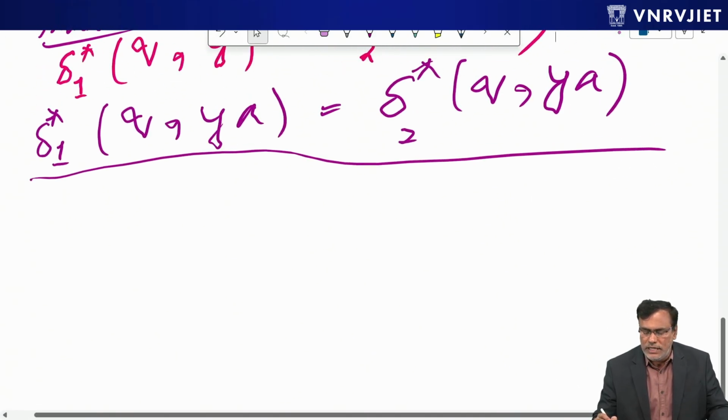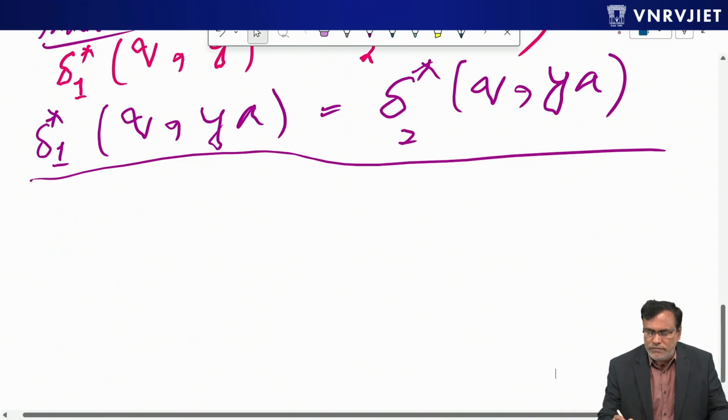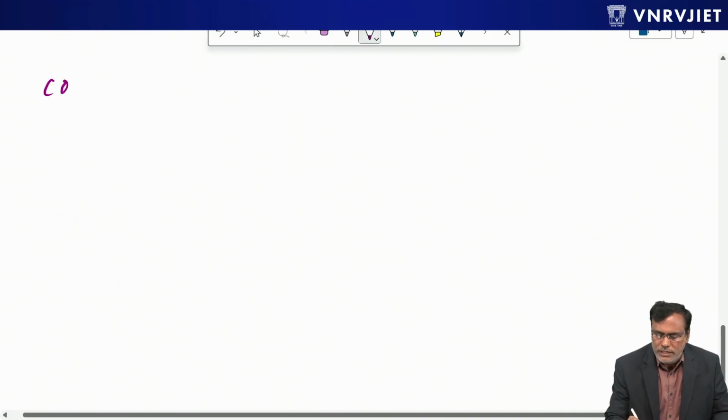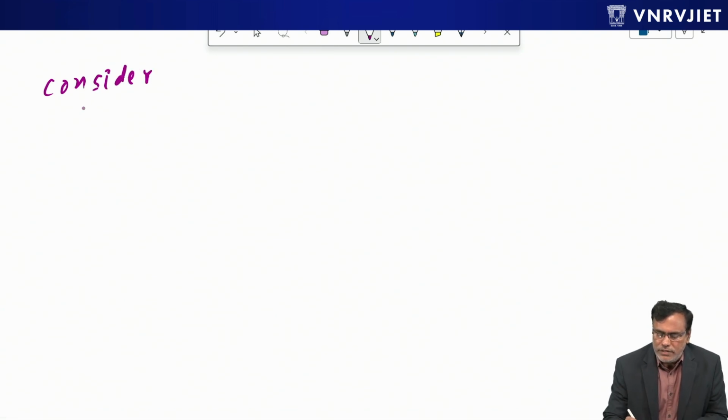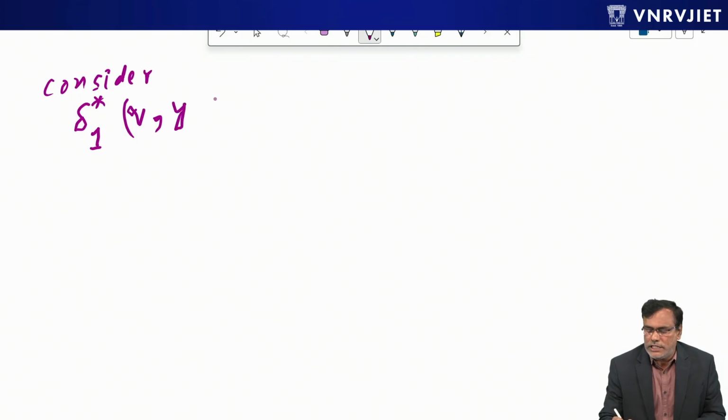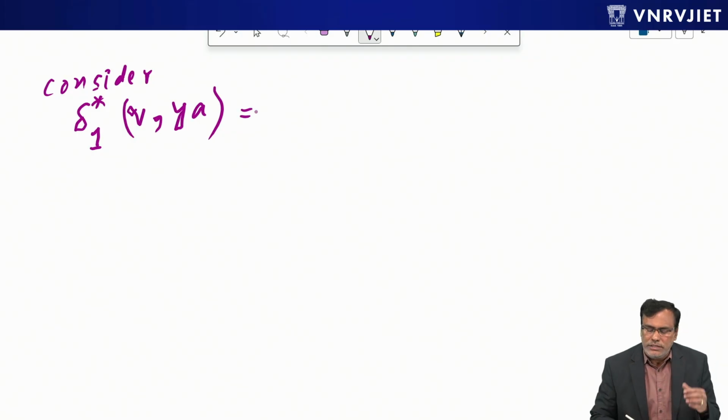Consider the left hand side part, that is delta 1 star of QYA. X belongs to sigma star and also Y belongs to sigma star. You can use X or Y; here I am using Y, it is up to you. So delta 1 star of QYA, I have to prove. You know this delta 1 is the transition function of NFA. You know the definition of this NFA. What does the definition say?